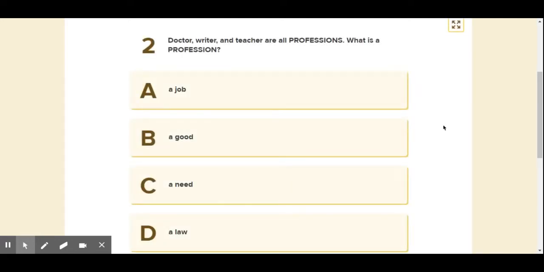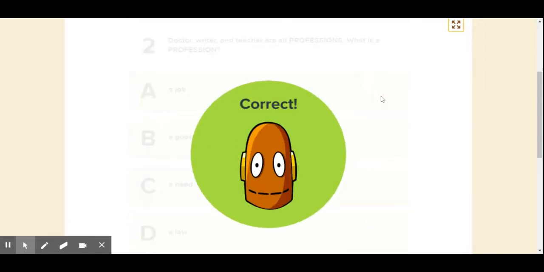Question number 2. Doctor, writer, and teacher are all professions. What is a profession? A, a job. B, a good. C, a need. D, a law. Doctor, writer, and teacher are all professions. What is a profession? If you said letter A, a job, you are correct.